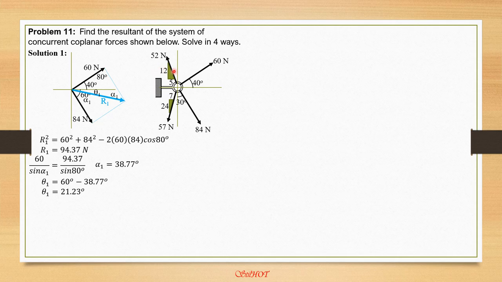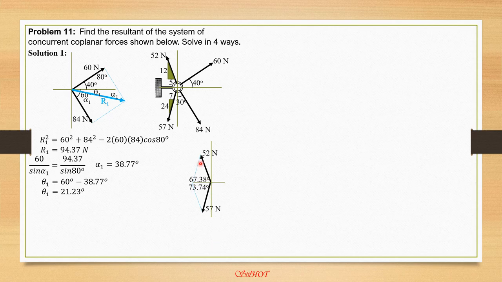x-axis. The first one is arctan of 12 over 5, which is 67.38 degrees. The angle that the 57 newton force makes with the negative x-axis is arctan of 24 over 7, and that's 73.74 degrees. So the sum of these angles is 67.38 plus 73.74. Let's form a parallelogram.